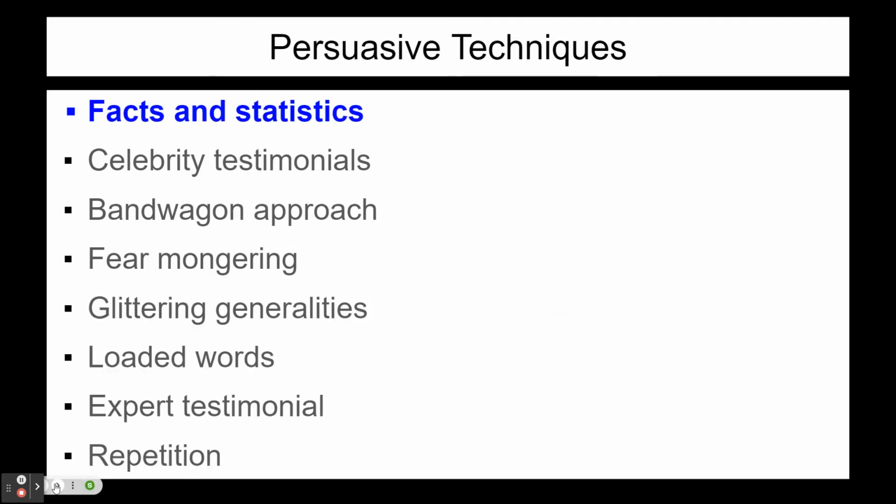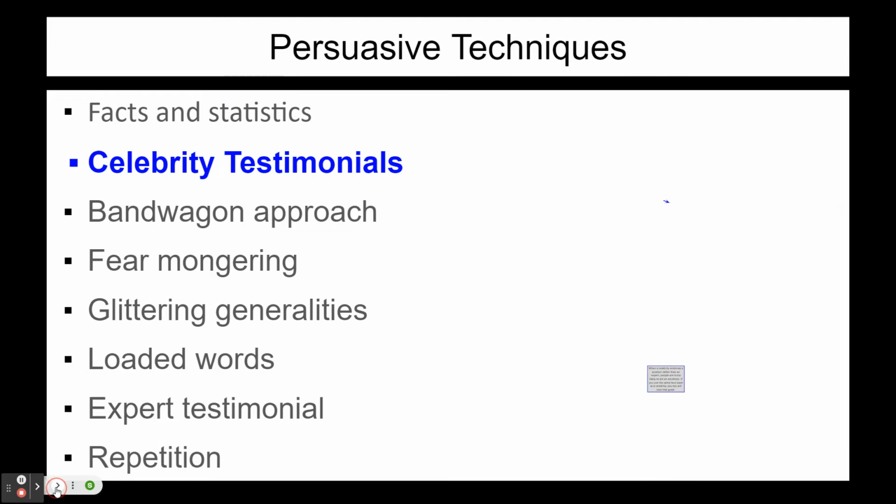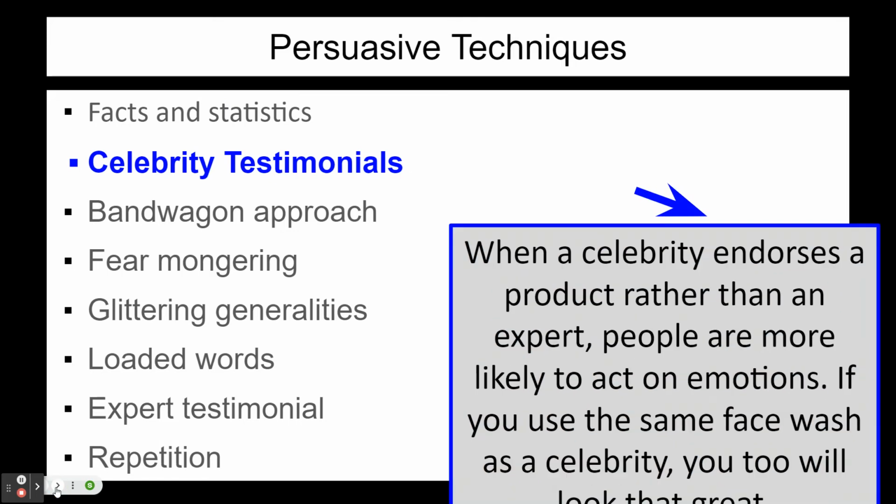So, facts and statistics. Researched information and evidence gives the author credibility and provides logical connections for the audience. Make sure you write all that down so you know what each of these are. That will help you use them properly. Celebrity testimonials. When a celebrity endorses a product rather than an expert, people are more likely to act on emotions. If you use the same face wash as a celebrity, you too will look that great. I'm sure a lot of people think that.